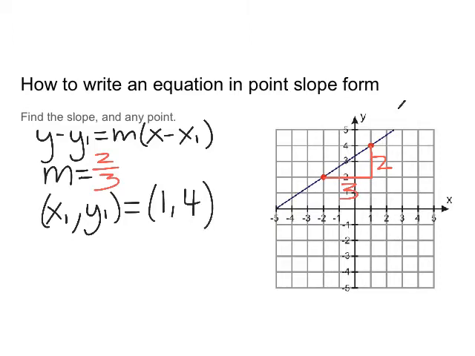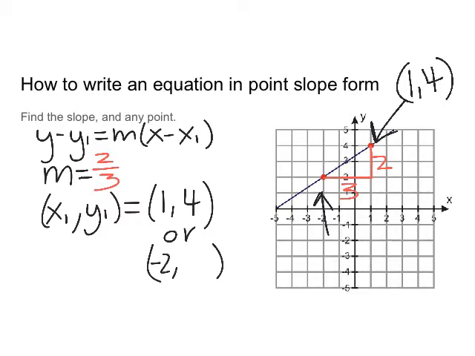Because this point right here is 1, 4. And I could very easily have picked the other point, -2, 2. Or for that matter, I could have picked any other point that was on this line, although those are the only two that look nice on this graph. You want to make sure it's a lattice point that you pick, something that has nice integer coordinates, ideally. Okay, so then I just plug those numbers into my equation.